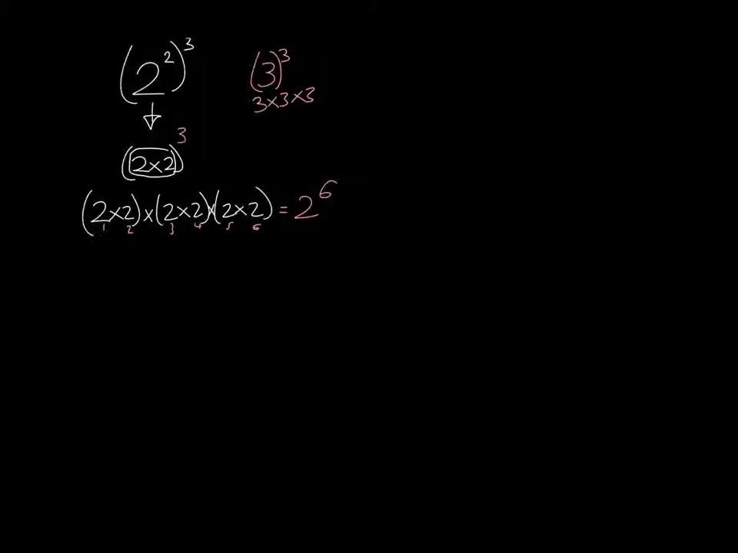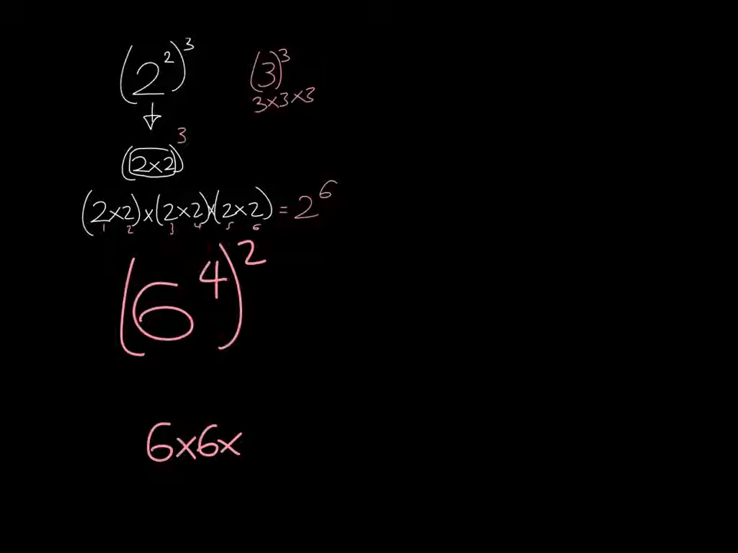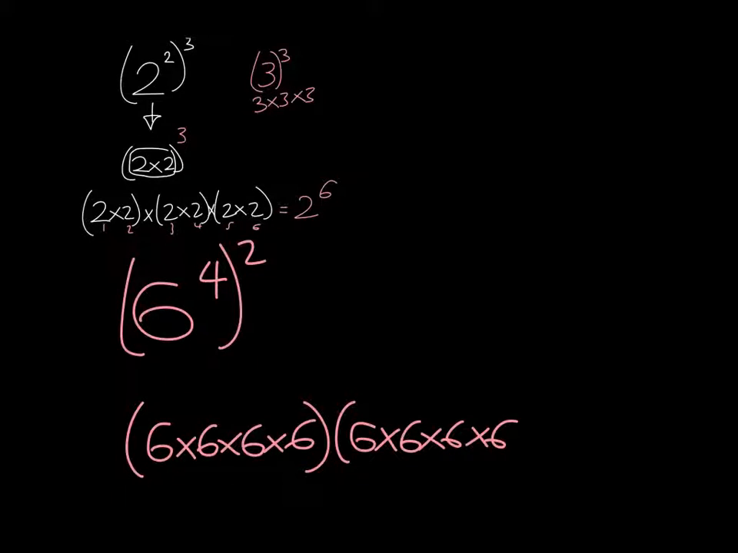Okay, so we'll have a look at another one. The question could be 6 to the power of 4, in brackets, squared. So what's inside the bracket, 6 to the power of 4, means 6 times 6 times 6 times 6. That's 6 to the power of 4. Now what's inside the bracket is supposed to be squared, so multiply by itself, 6 times 6 times 6 times 6. So I've got 4 in the first bracket, 4 in the second bracket, which means I've got 6 to the power of 8.